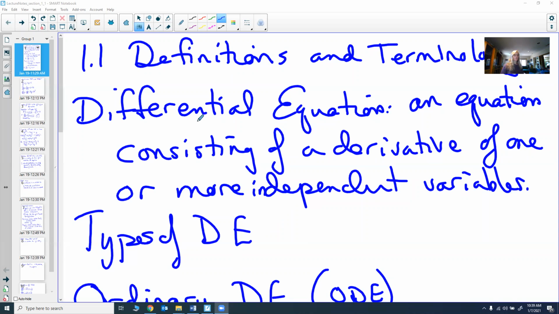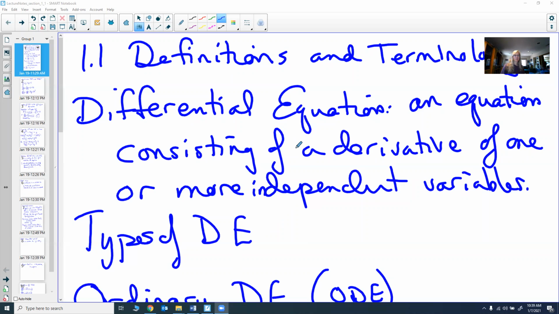So this is just the start of what differential equations is all about. It's just kind of an introduction to what differential equations is, to give you an idea of what they are. We're not going to solve any yet. We're just going to look at kind of what is a differential equation.